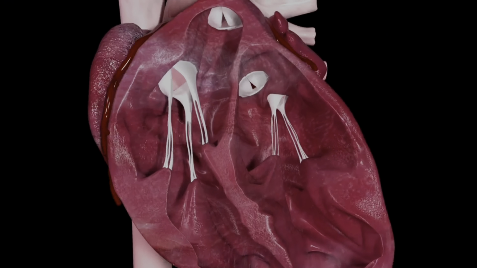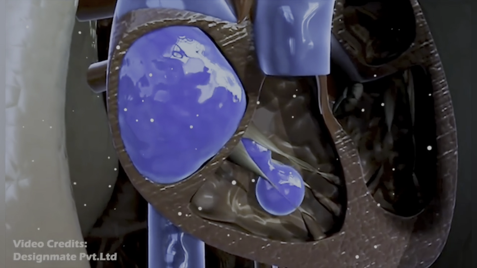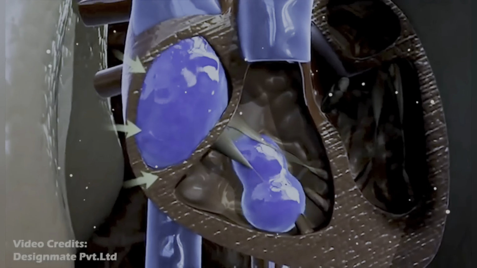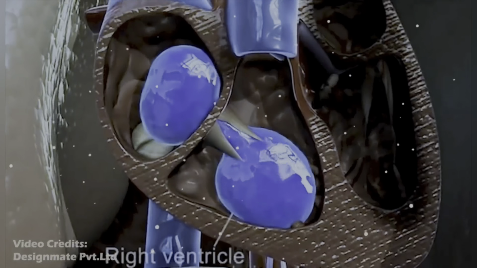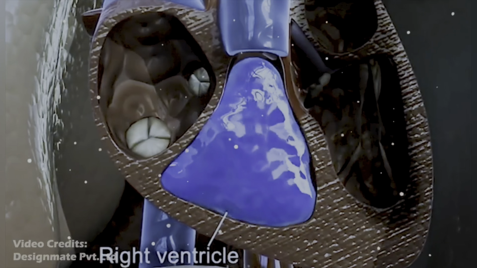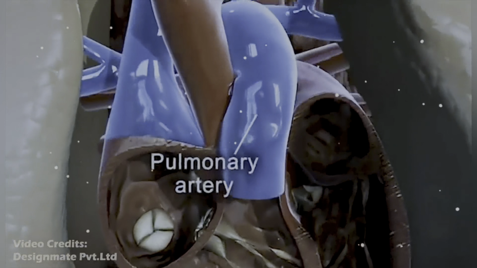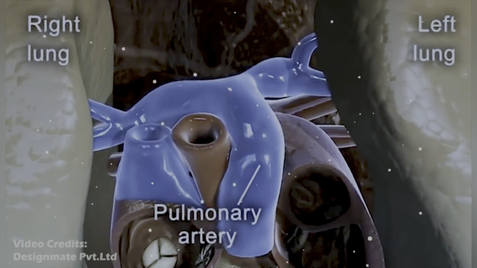There are 4 valves in our heart: tricuspid valve, pulmonary valve, mitral valve and aortic valve. These valves prevent the backflow of our blood. When the right ventricle relaxes and the right atrium contracts, deoxygenated blood from the right atrium moves toward the right ventricle. Deoxygenated blood is pumped from the right ventricle to the lungs through the pulmonary arteries. This happens on the contraction of the right ventricle.